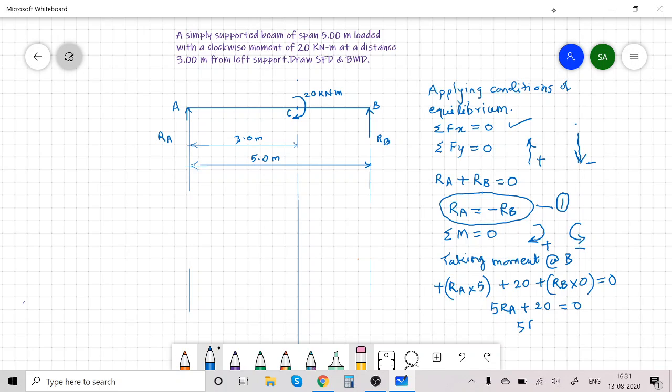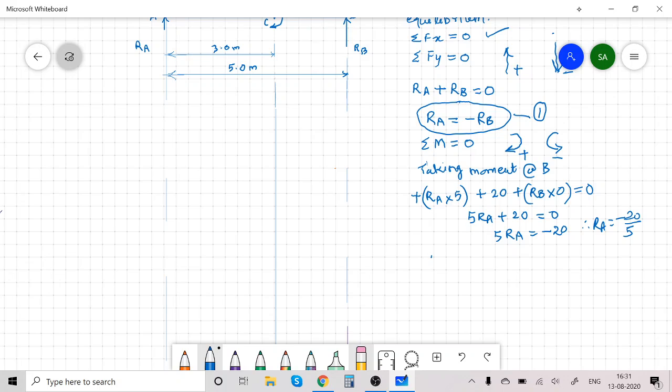So 5RA is equal to minus 20, and therefore RA equal to minus 20 divided by 5, and therefore I got RA equal to minus 4 kilonewton. Minus sign indicates it is not upward, so I can write it here 4 kilonewton downward. So RA is downward.